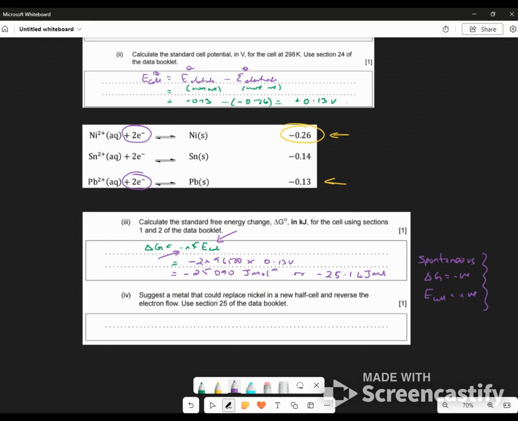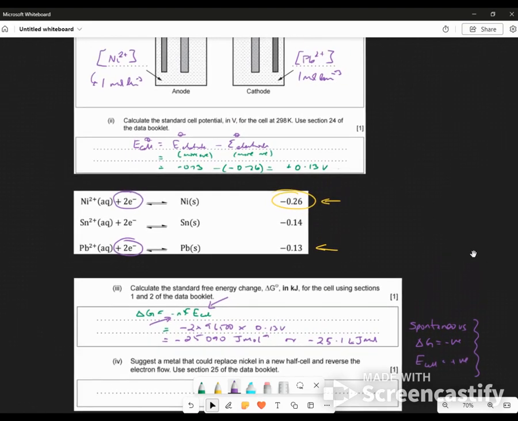All right. Now suggest the metal that could replace nickel in a new half cell and reverse the electron flow. Okay, interesting. So I don't know the answer. So let's have a look. So nickel is minus 0.26, and we want the other thing to be more reactive than nickel. So anything with an E electrode less than minus 0.26 volts. Okay.